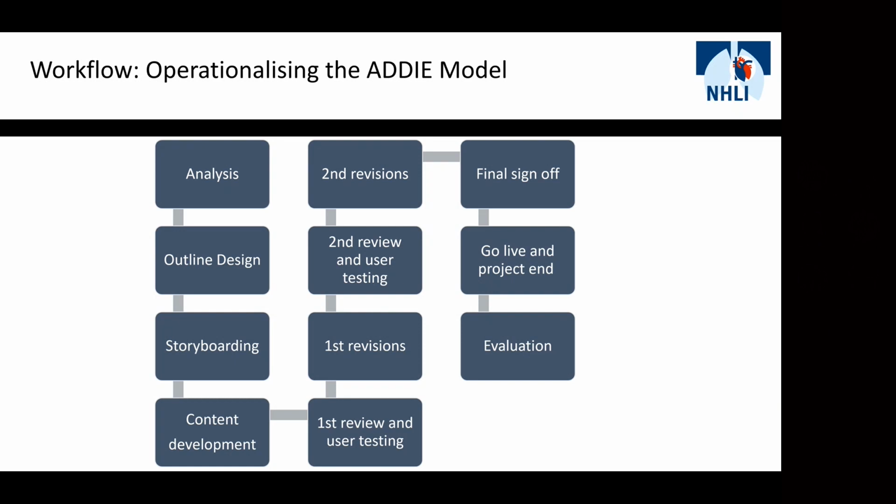So just to recap from the last time, we begin with outline design, then we move through to storyboarding, content development, and then we have within this workflow two user testing and review processes, which really form our quality assurance when working with each individual learning asset. And then we have final sign off, go live, and then some evaluation throughout the life cycle of the module or program.